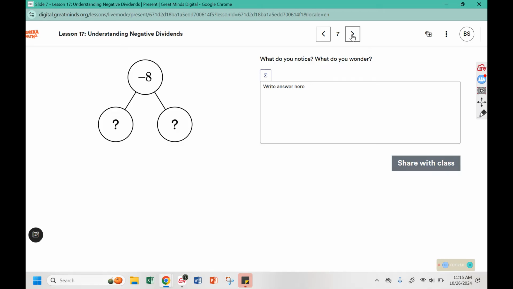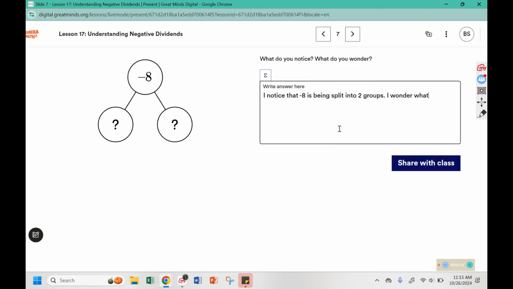What do you notice? What do you wonder? I notice that -8 is being split into two groups. I wonder what value goes in each piece of the number bond.